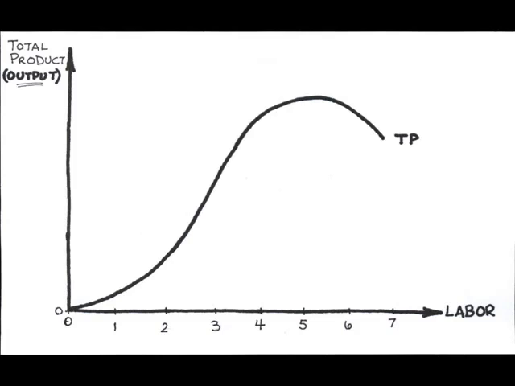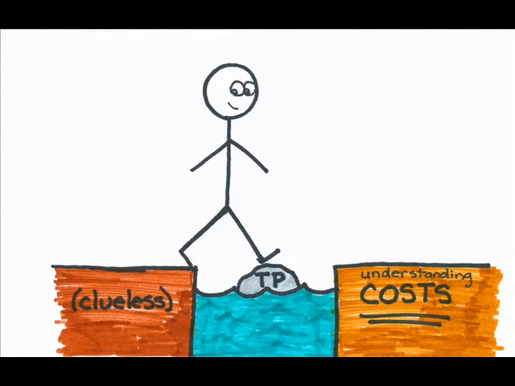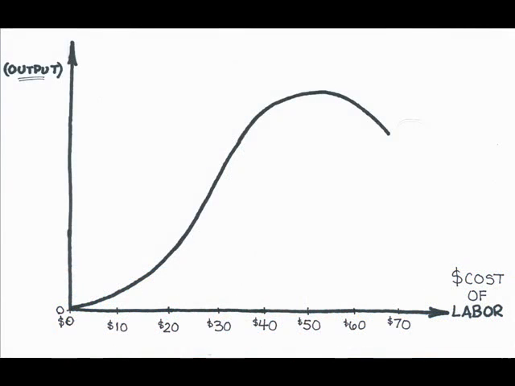I can use this as a stepping stone to where I want to be, which is a relationship between output and the cost of the variable resource. All I need to do is attach a price tag to my labor. We usually refer to the price of labor as wage, so let's assume that each unit of labor costs $10. In the new diagram, everything looks largely the same except that I replace 1 unit of labor with $10, 2 units of labor with $20, 3 units of labor with $30, and so on.